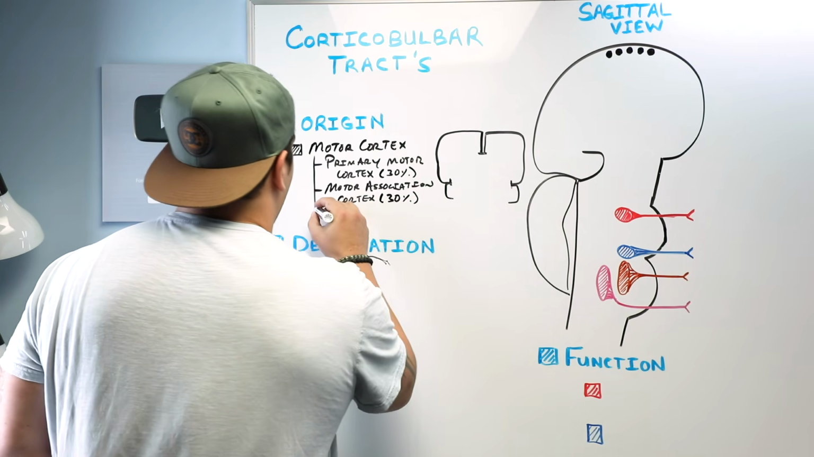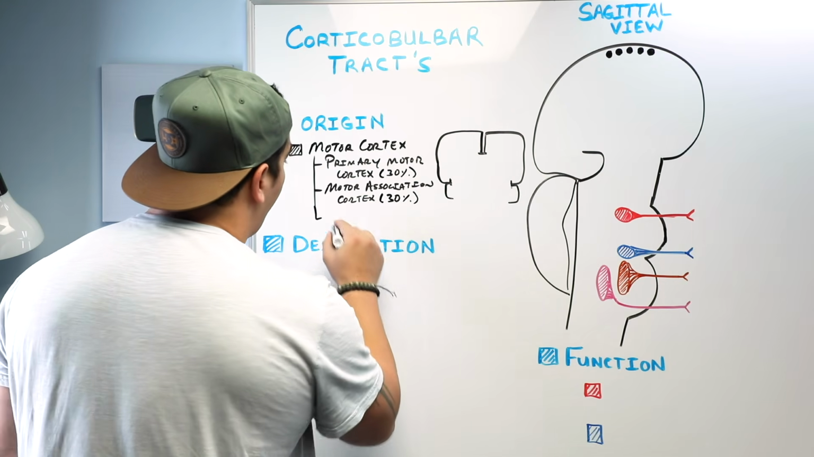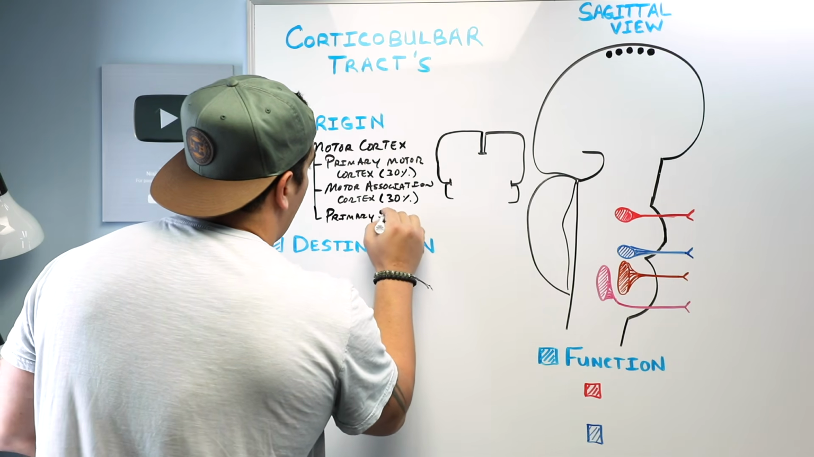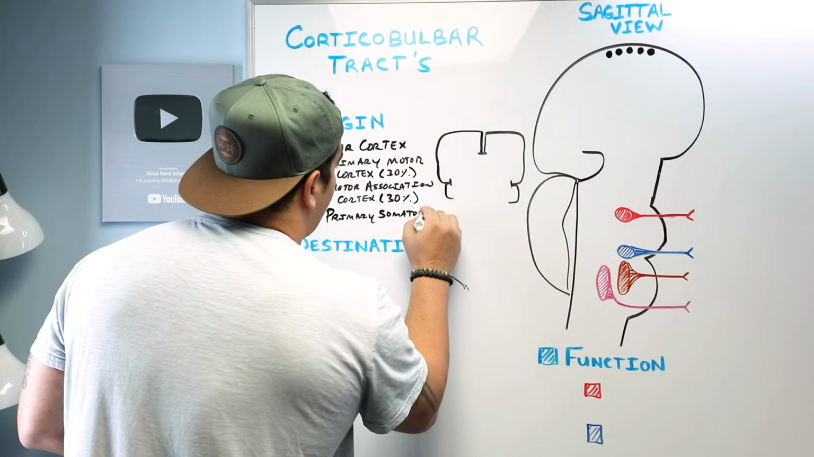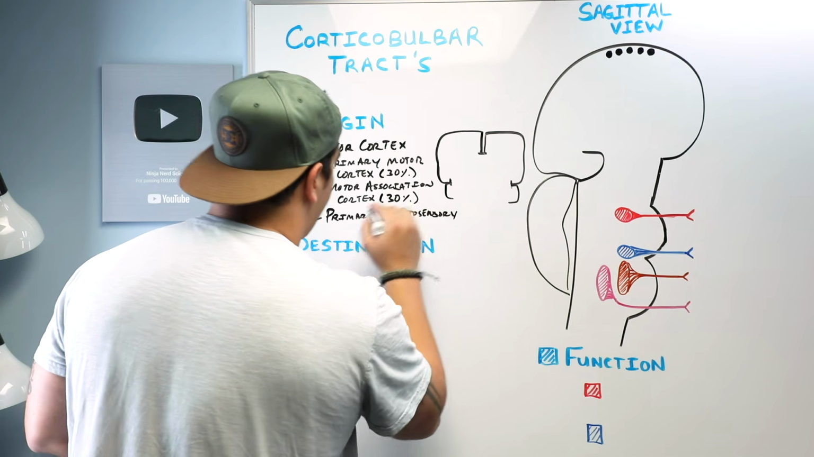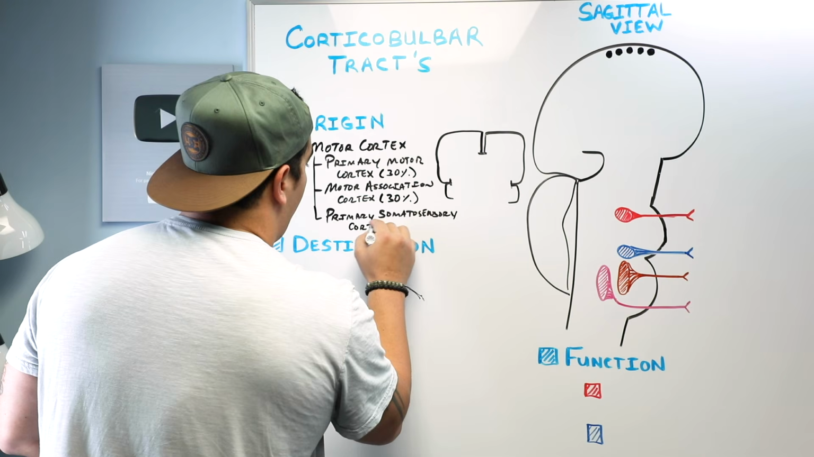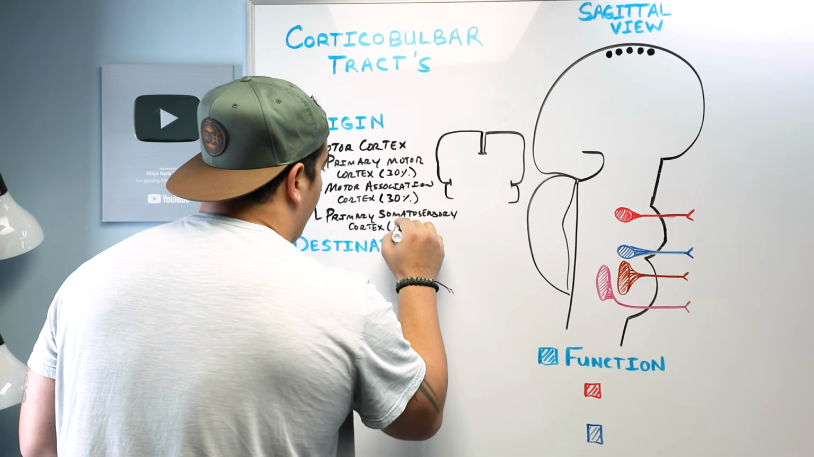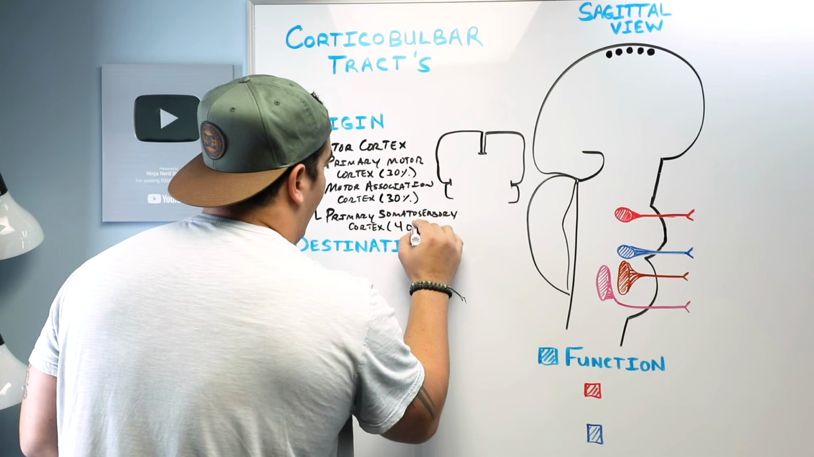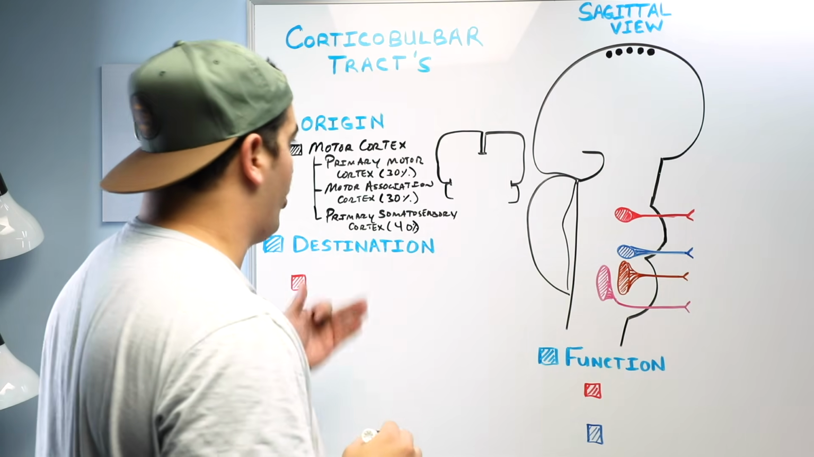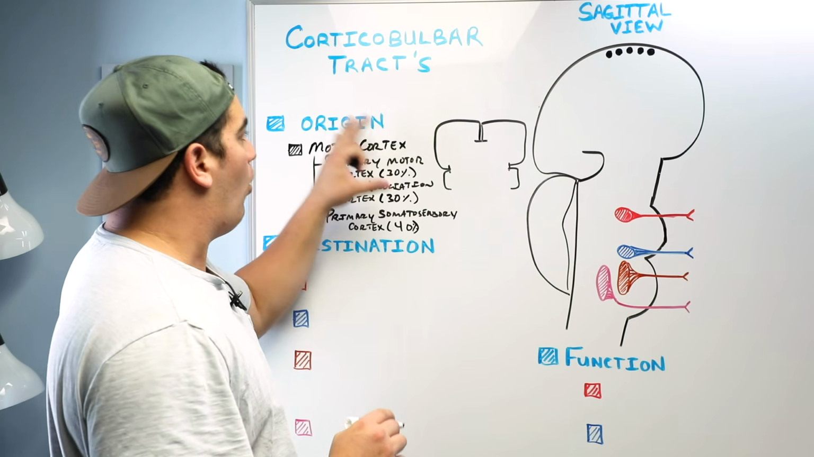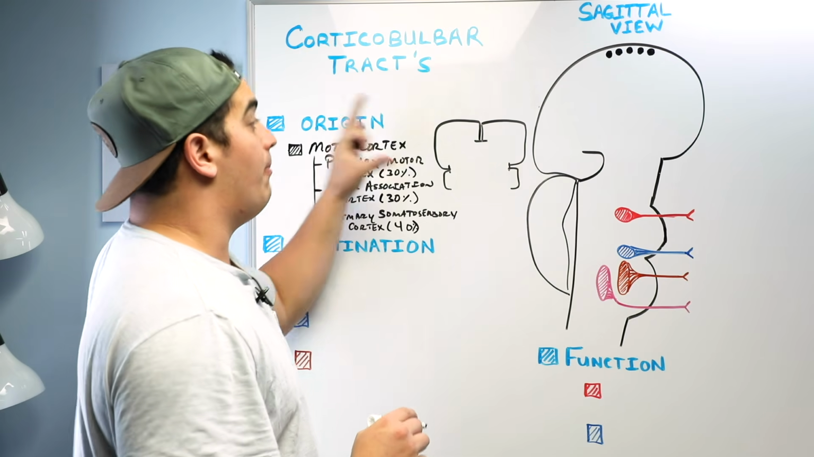And the last one is going to be your primary somatosensory cortex. And if you guys remember, this is the one that's on your postcentral gyrus, and it's on the parietal lobe. And this accounts for approximately 40% of the corticobulbar tracts. All right, so we have an idea of where the origin of the corticobulbar tract is coming from, motor cortex wise.